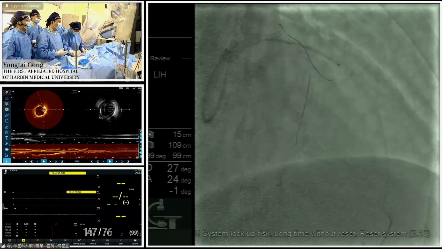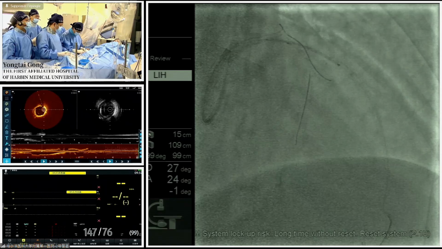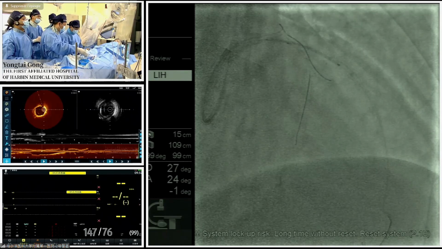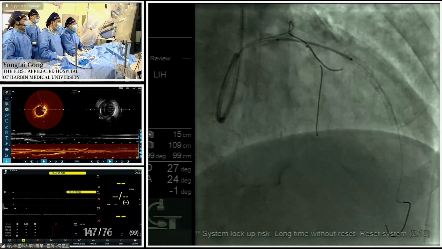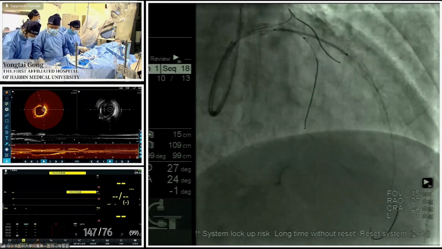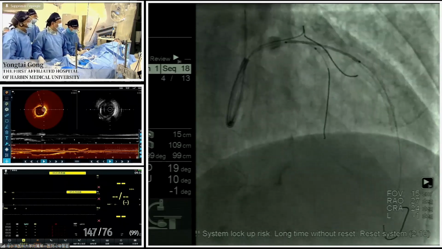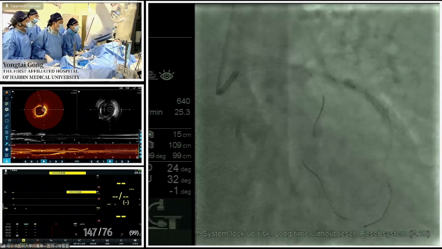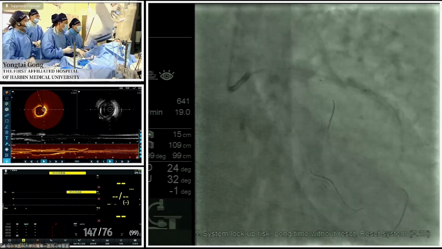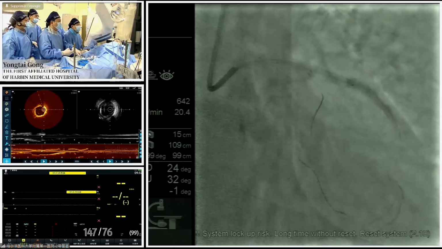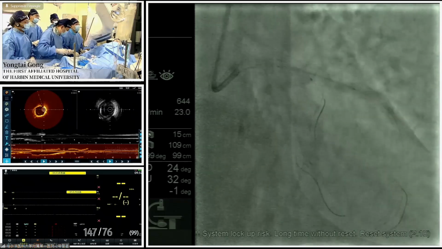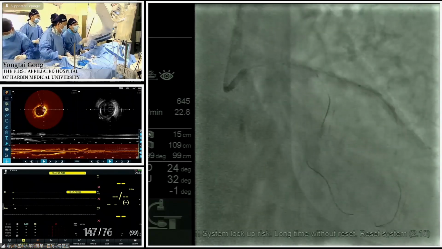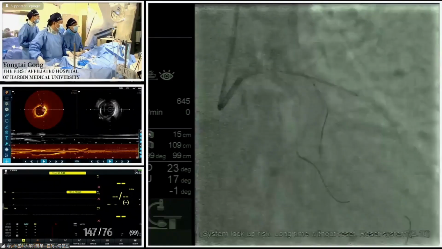Dr. Gong has already decided, and we based it on two rules for this LCX protection strategy. Number one is the FFR value. The FFR value shows the LCX is 0.95. Another reason is the IVL image. We also see the ostium area of the LCX and the plaque burden both tell us that just a jailed balloon technique is enough to protect it.